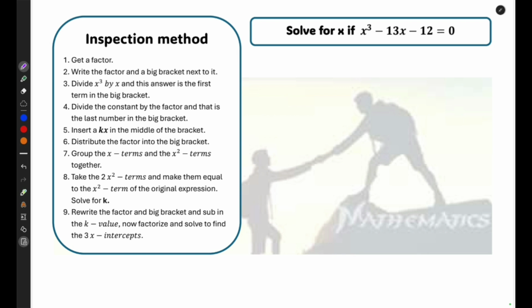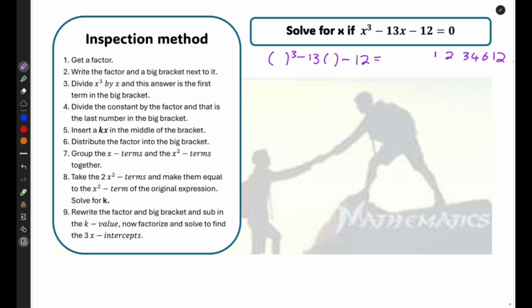Okay, they are telling me to solve for x if x cubed minus 13x minus 12 is equal to 0. So my first step is I need to get a factor. I'm literally just going to take numbers and sub them in the place of x. Now in this case, I need to choose numbers that can divide into 12. So you're always going to go for a 1, a 2, and then any other factors that can divide into this number. So 3, 4, 6, and 12. Okay, and I choose plus or minus.